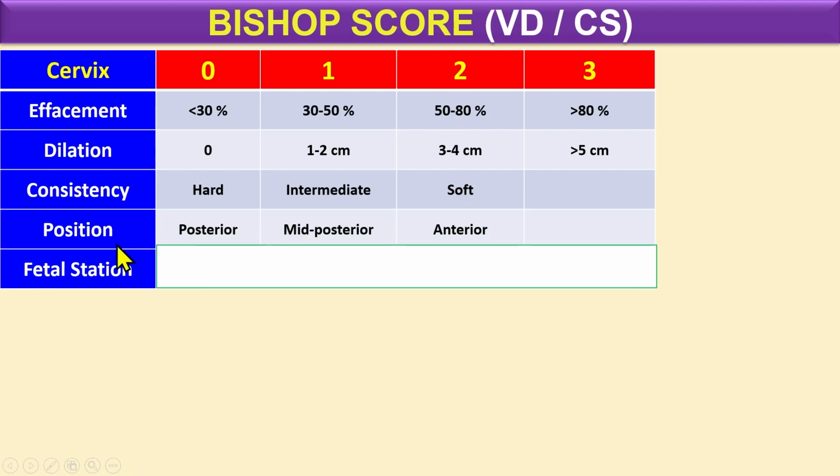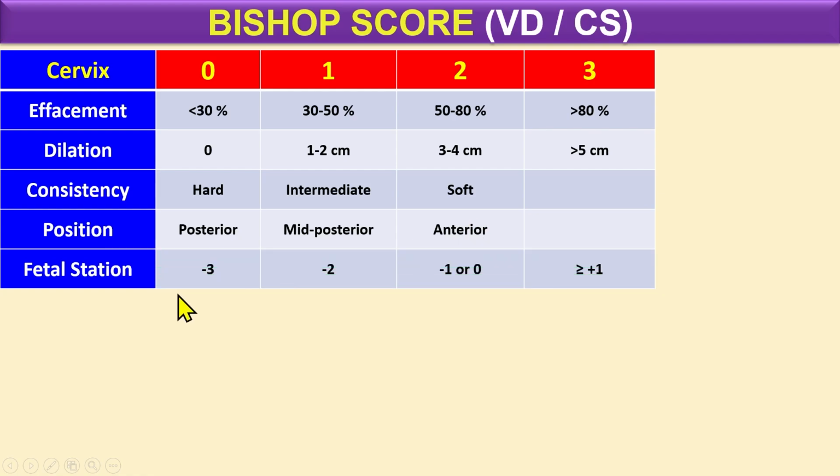Okay, and in the position, posterior, mid posterior, or anterior. Okay, and the fetal station 0 is engaged, and more than 1 means it's a descent. Okay, so -3, -2, -1. So these are the Bishop's score.